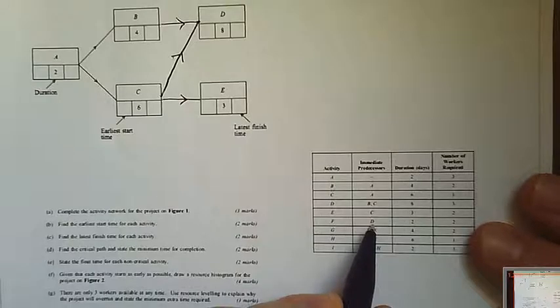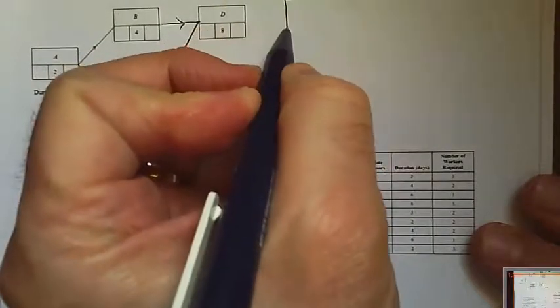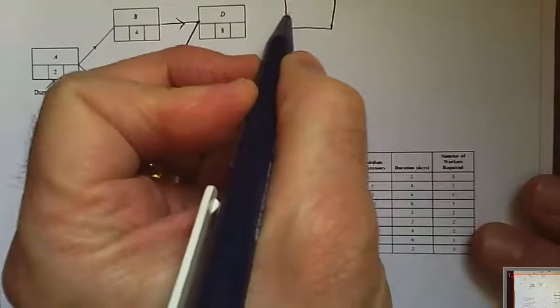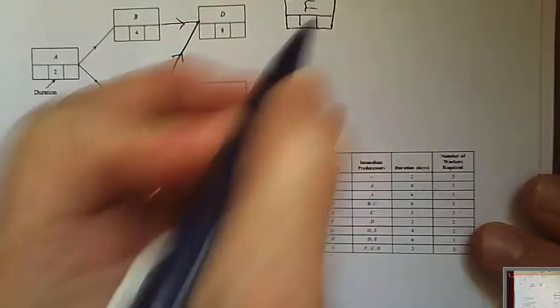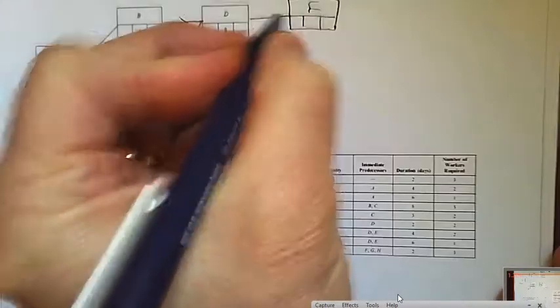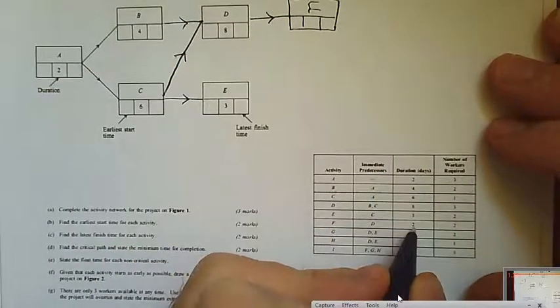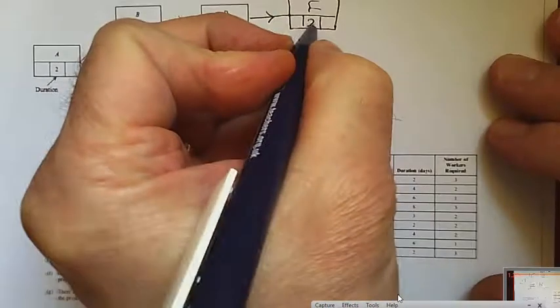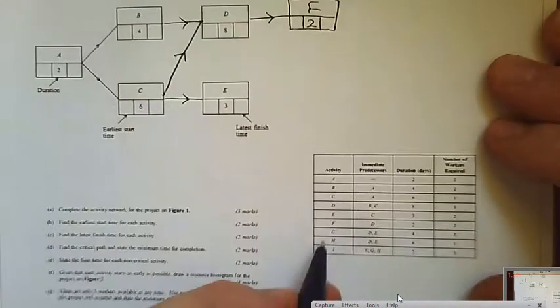We now need to draw a box for F, which has D as a predecessor, so be sensible to draw it up here. So, arrow here, and F takes 2 days, so 2 in that middle part of the bottom boxes.